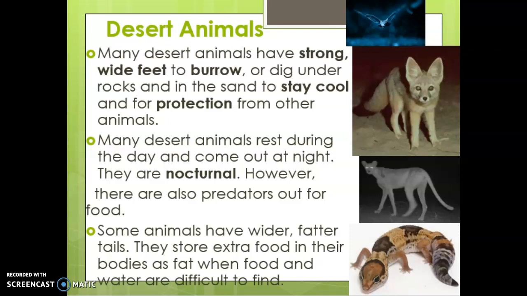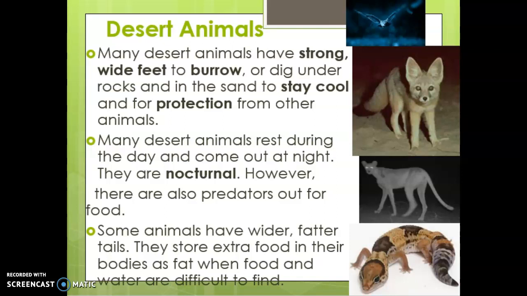Many desert animals rest during the day and come out at night. They are nocturnal. However, there are also predators out for food at that time. Some animals have wider, fatter tails, as shown in this lizard gecko. They store extra food in their bodies as fat when food and water are difficult to find.